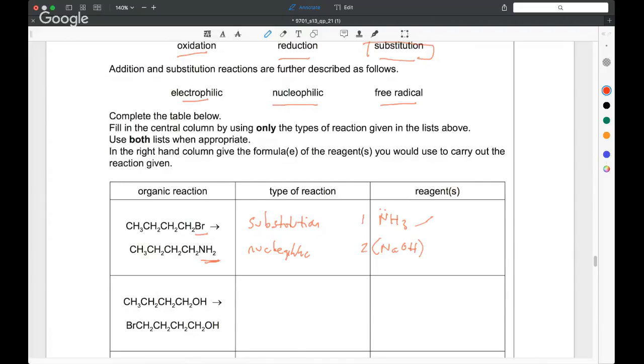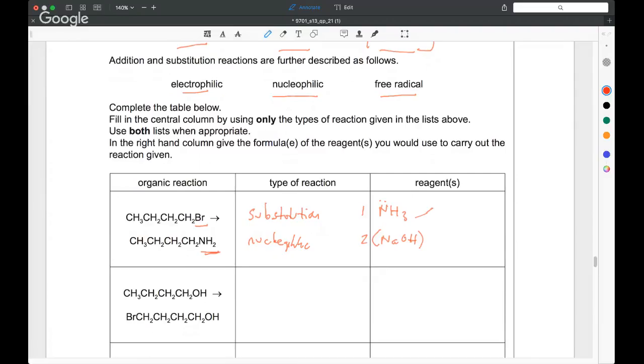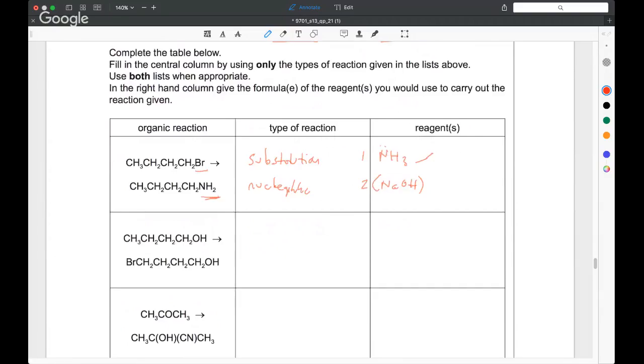Okay, next one. Again, if we didn't know, we'd have to compare these two molecules. Nothing's happening at the alcohol end there. But if you look at this end, what's happened there? One of the hydrogens has been replaced by a bromine atom. So that's a replacement, isn't it? If we didn't know, that's substitution.